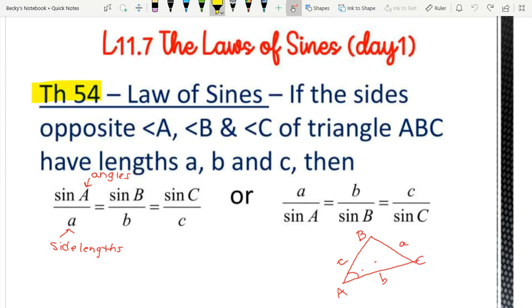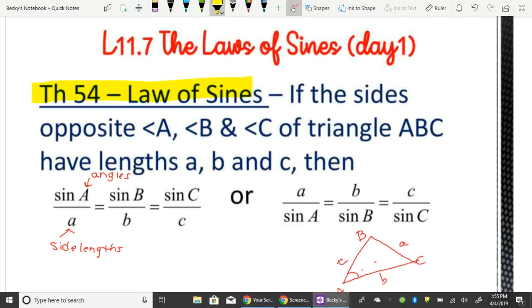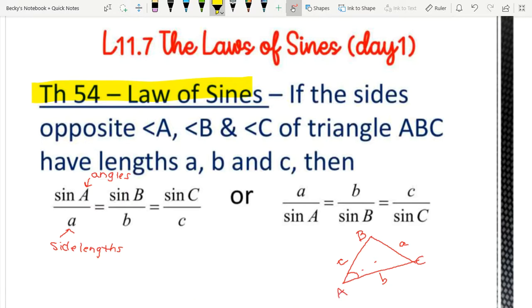The theorem is theorem 54, law of sines. We're really just going to use this formula down here at the bottom, and there are two versions of it. I typically use the first version. This is the version that's on your theorem sheet.